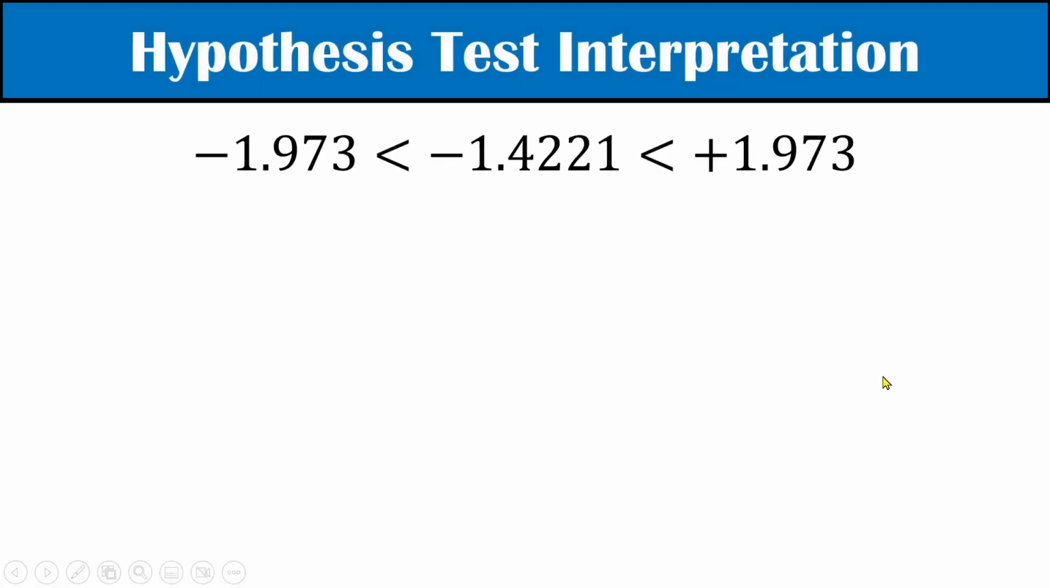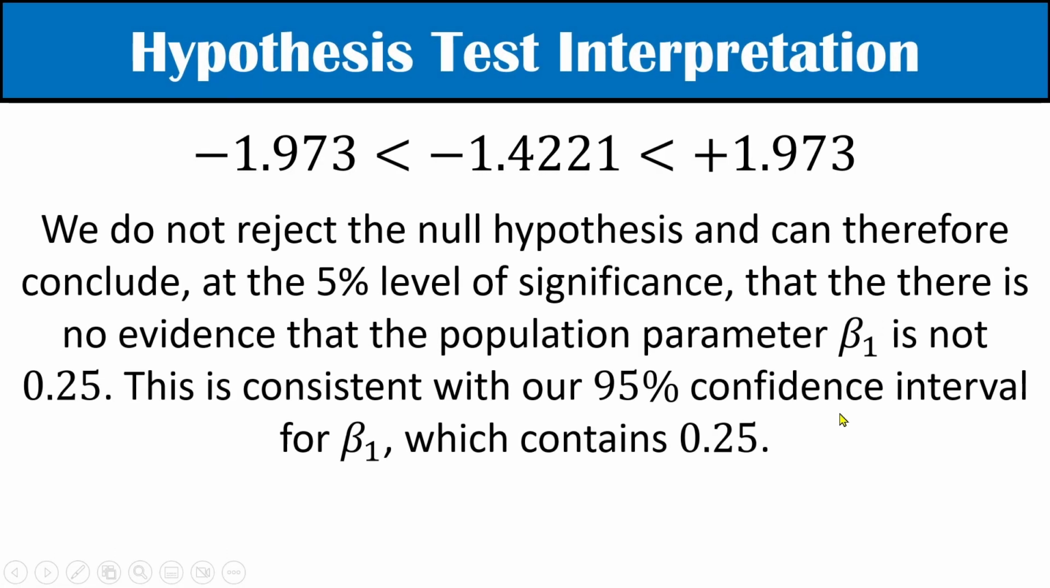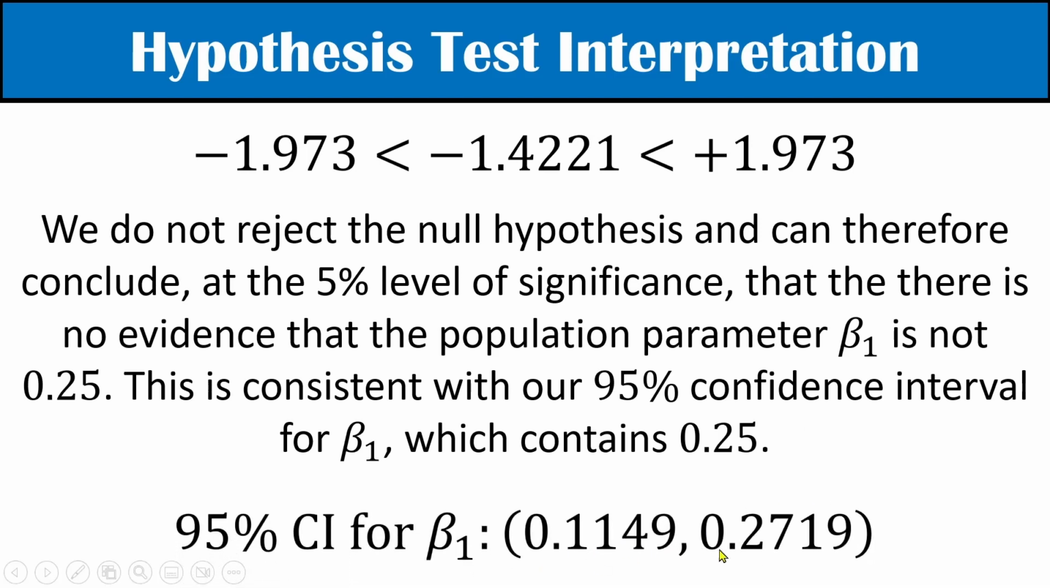So in the end, we do not reject the null hypothesis and can therefore conclude at the 5% level of significance that there's no evidence that the population parameter beta 1 is not 0.25. And in fact, this is consistent with our 95% confidence interval for beta 1, which we found contains 0.25. This was the confidence interval we found earlier, and you can see 0.25 is inside this interval. It is therefore a plausible value for the population slope.